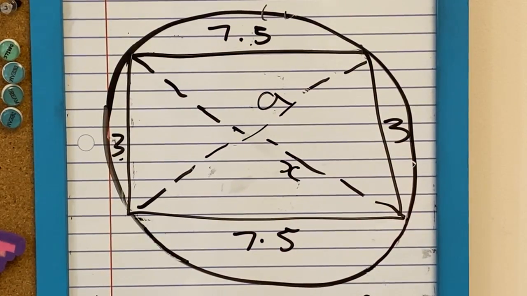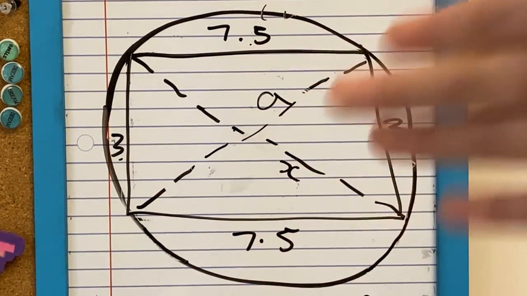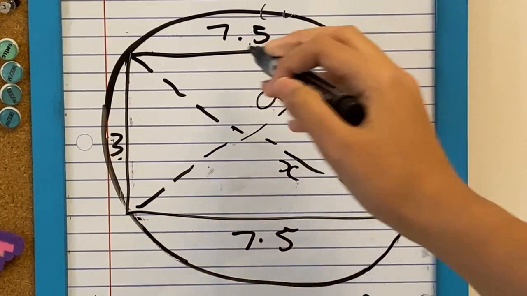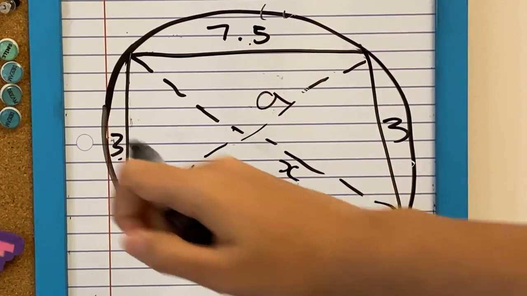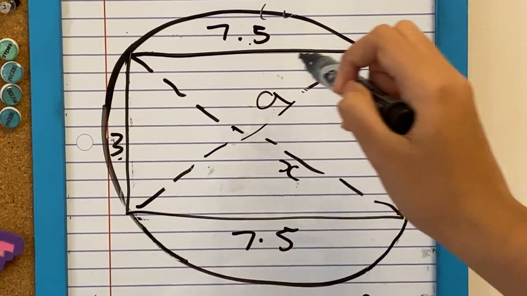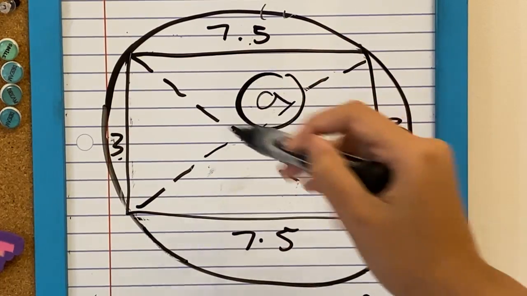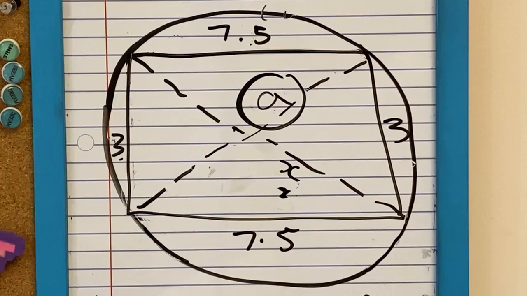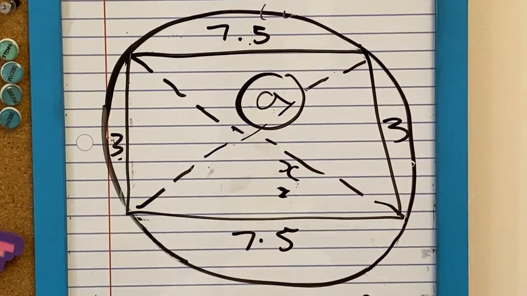Another example here is this cyclic quadrilateral. We have that these sides are 7.5 and that these sides are both 3. We have that this diagonal right here is 9, and this diagonal right here is x. So we want to try to find x in this situation.